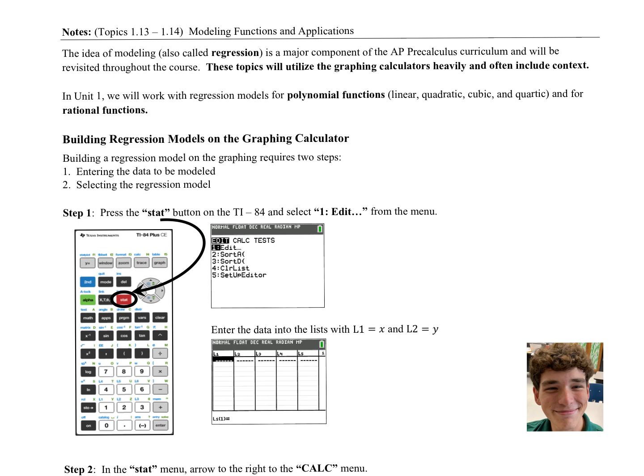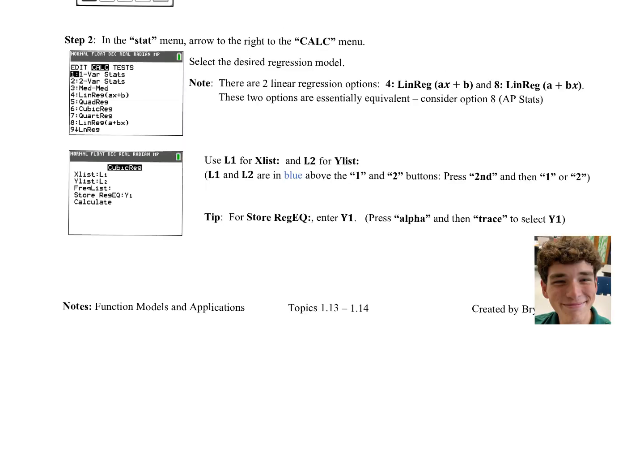All right, so step 2, I want you to get into the calc menu. So go to stat, and then go to calc. And so there's 2 linear regression models that you can use. And the first one that we're really going to use a lot because AP Stats is supposed to use this is going to be number 8. It's going to be the linear regression in A plus BX form. All right, so your constant plus your slope and then X form.